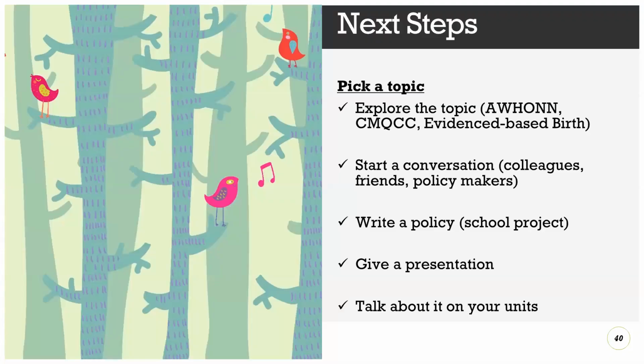So here's how we're going to do it. Here are some suggestions. Pick one of these topics. Pick something that piques your interest. Start a conversation. Maybe start a conversation with the policymakers, with your colleagues, with your friends and family. Friends and family coming in, knowing that they have some autonomy and knowing that we need to respect their choices will be some of the biggest voices that help us make change.